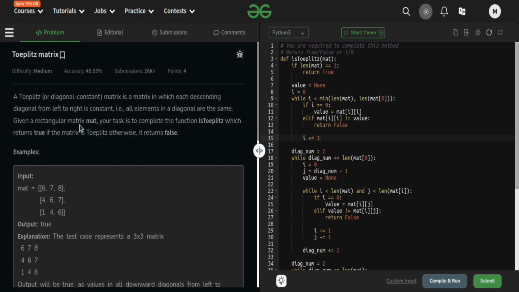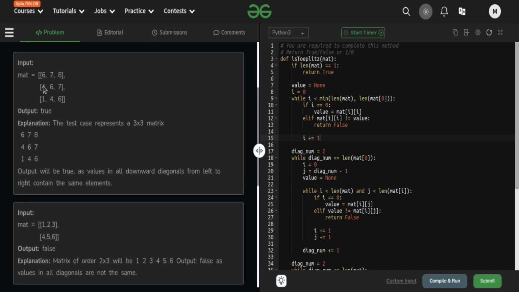Given a rectangular matrix mat, your task is to complete the function isToeplitz, which returns true if the matrix is Toeplitz, otherwise it returns false. So for instance, in the first example, if you see all the diagonals are same, so 6 6 6, and the diagonal which we are concerned of is left to right. So 6 6 6 is one diagonal which is same, 4 4 4 is another diagonal which is same, and then 1. Similarly 7 7 and 8. That is why this is a Toeplitz matrix, and because of which we are returning true.